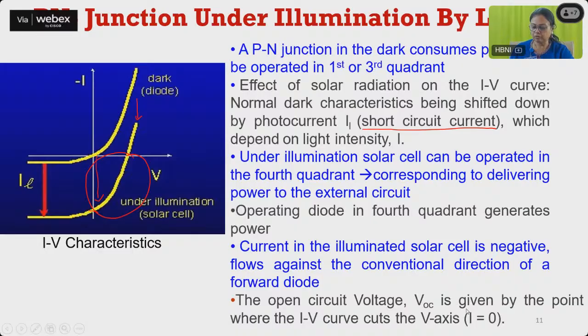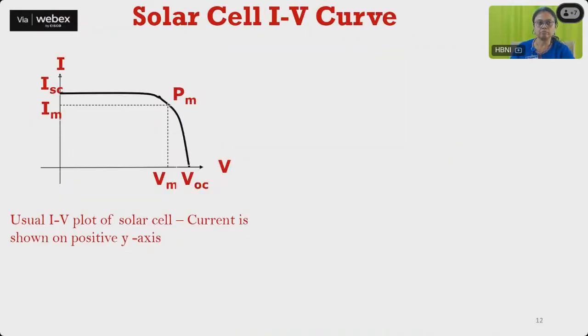The open circuit voltage is given by the point where the IV curve cuts the V axis. This is called the open circuit voltage. We'll be coming to that. So we have got two main parameters: the short circuit current and the open circuit voltage. What do they mean? Now we are just looking into the fourth quadrant.